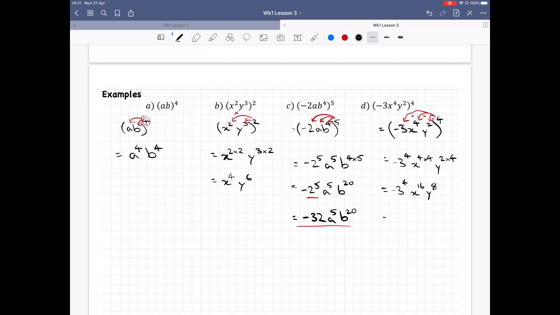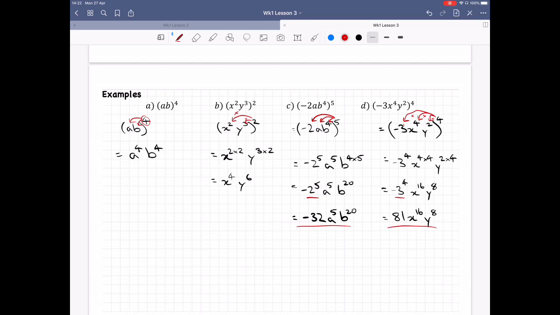Now, like before, we're going to focus in on our coefficient here, and we've got minus 3 to the power of 4. This time, our power is even, which means our answer is going to be a positive number. So we've got 3 to the power of 4, so 3 times 3 times 3 times 3. So we have 81, x to the power of 16, y to the power of 8. And that there is our final answer.